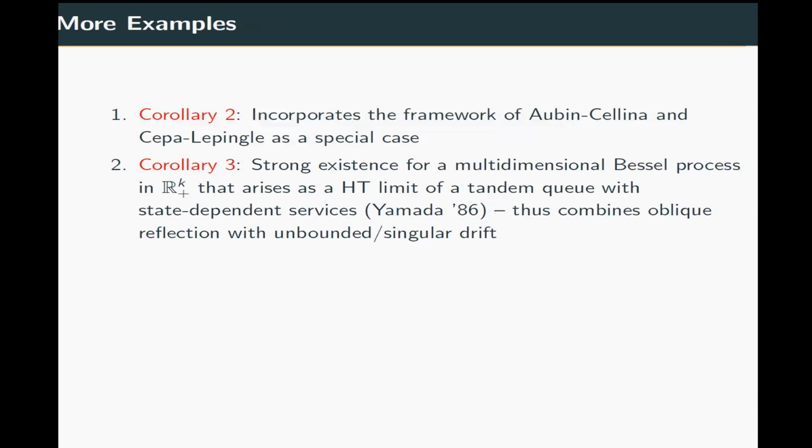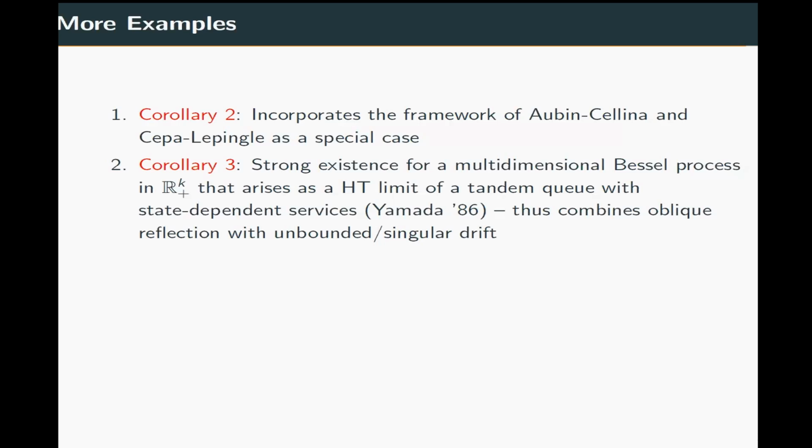So then corollary 3 is that there are multidimensional Bessel processes. Yamada in 1986 actually came up with a multidimensional Bessel process that arose as a heavy traffic limit of a tandem queue, for which you cannot use a maximal monotone framework. It's actually sort of an oblique singularity. And again, you can use this to show it.